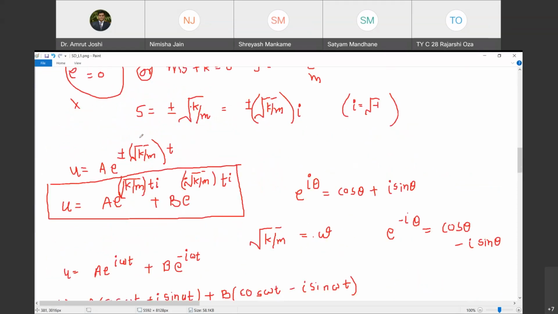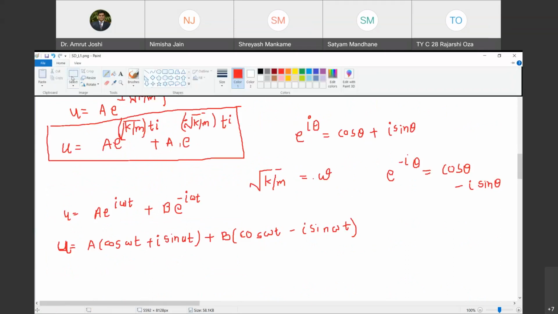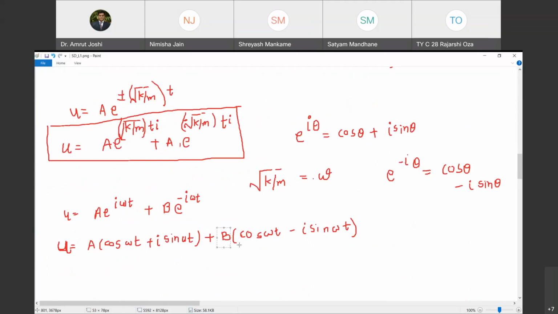Okay. And by the way, let us not use a different constant here. Let us use the same constant a itself. So I will write it as this. Do you agree with me? Yes, sir. One minute. So then this becomes a. This is also a.